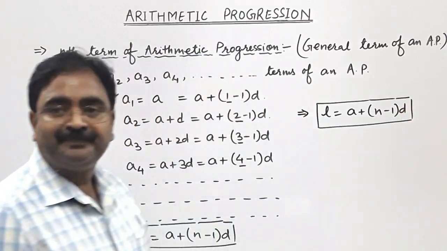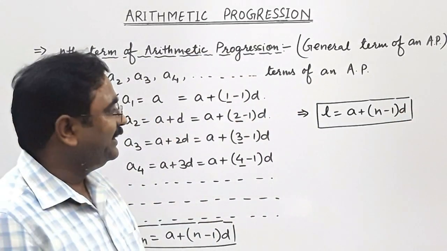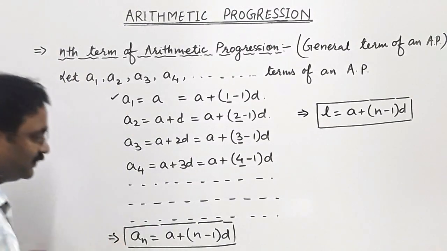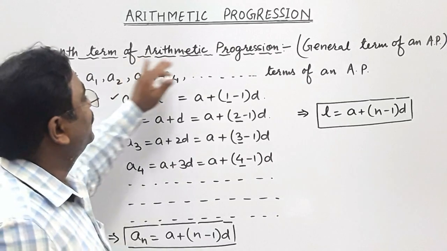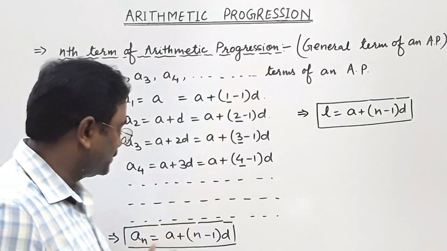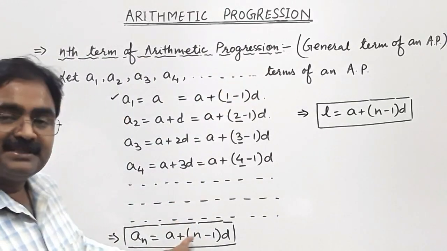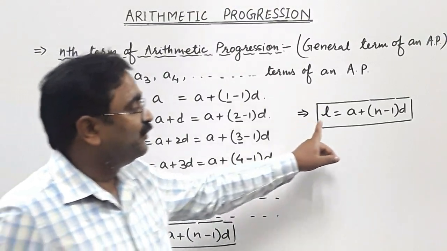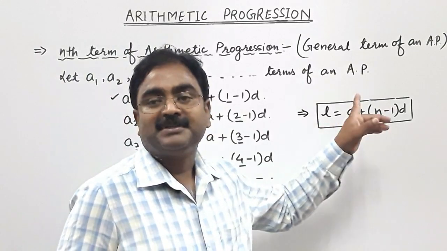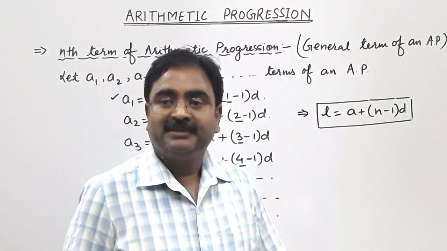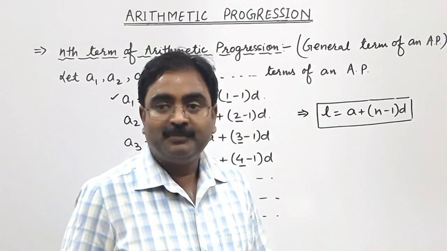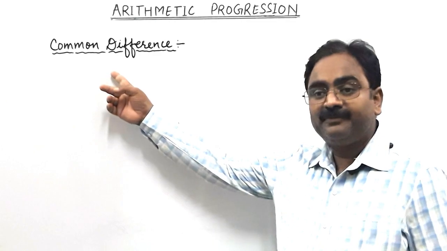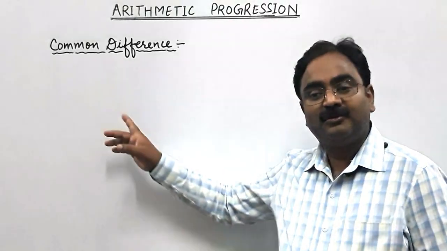Right children? So you just keep it in mind. This is very important for you. The nth term of the arithmetic progression is an equals a plus n minus 1 into d. And this same formula is used for finding the last term, a plus n minus 1 into d. Okay? Any problem?